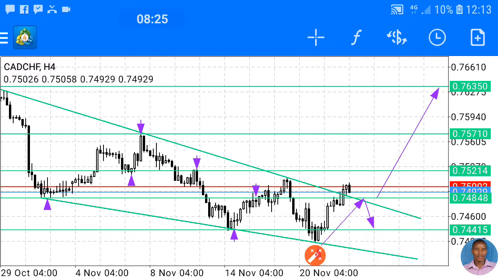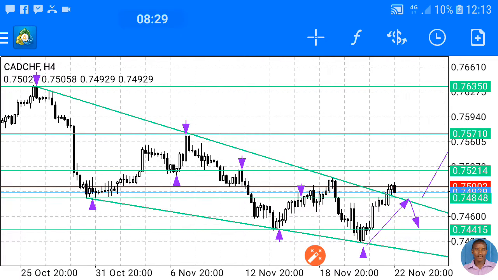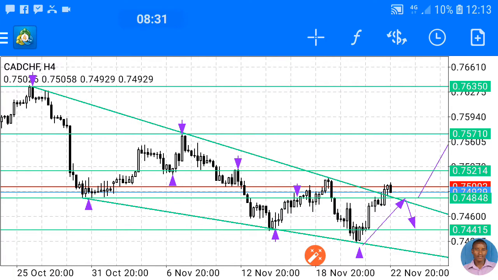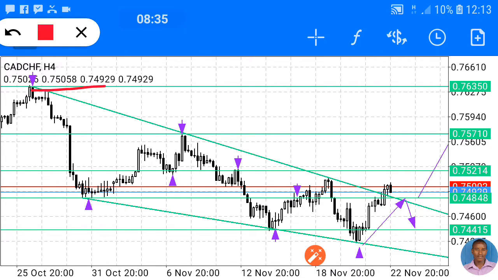But as you can see, our last demand and supply zone line, which I put at 76.35, let me just indicate, is where our wedge started to form. So the price would maybe need to go back to that point.